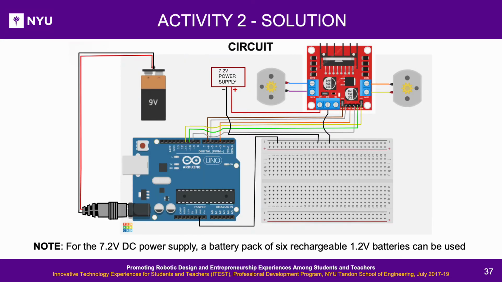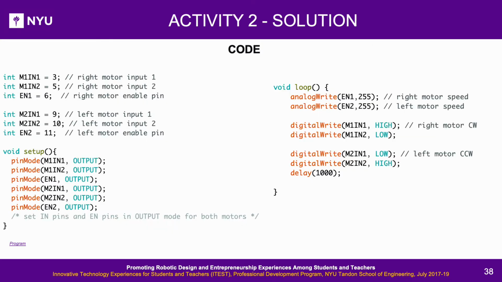Activity 2. Solution. Circuit. The circuit shown needs to be built for interfacing the VEX 393 motors with an Arduino Uno. Note that for the 7.2 volts DC power supply, a battery pack of 6 rechargeable 1.2 volts batteries can be used.